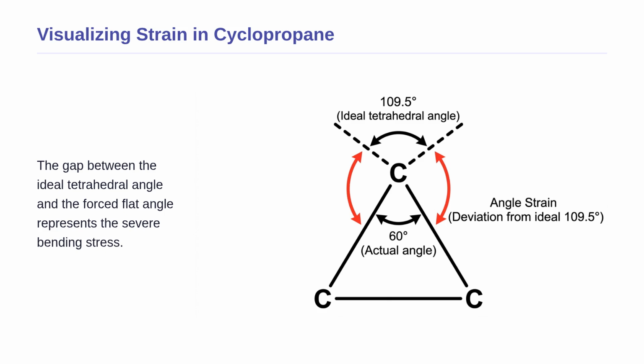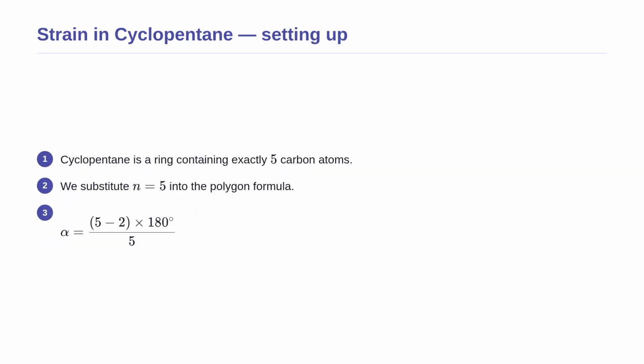This gap is the angle strain we just calculated. It physically shows the severe bending stress the molecule endures, explaining why it is so reactive. Now that we have seen a highly strained ring, let us calculate the angle strain for cyclopentane to see how ring size affects chemical stability.